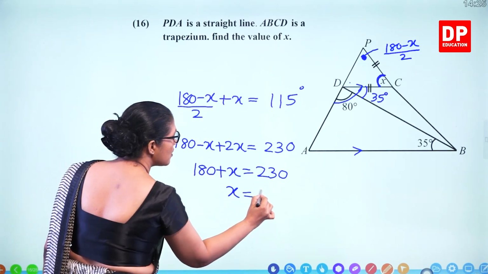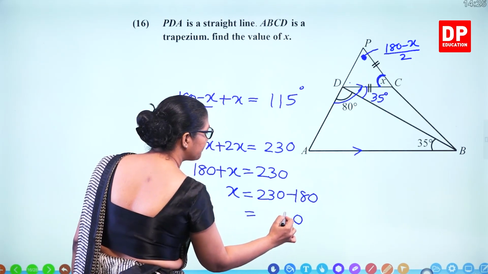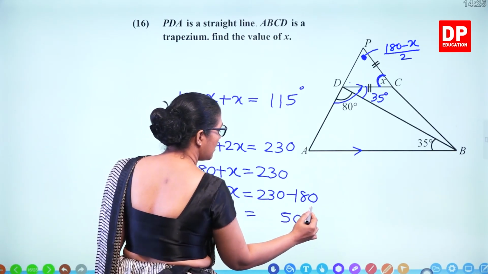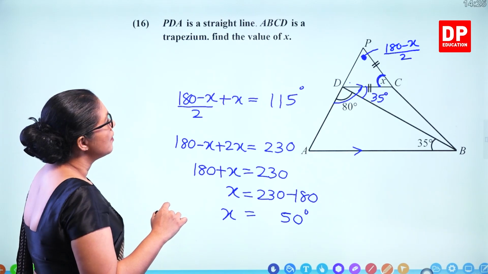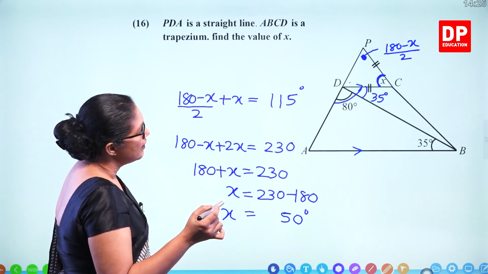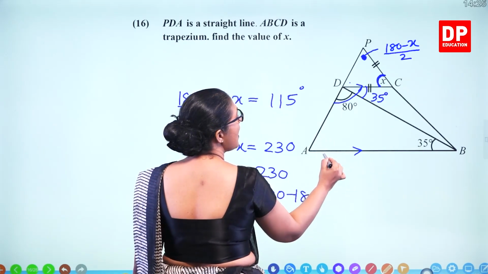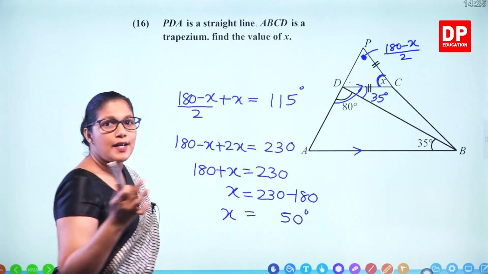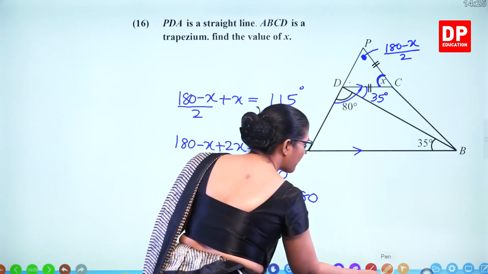So what is x? 230 minus 180. You get 50 degrees is x. So maybe you will find out another easy way. With this and this, you can find this angle and then you can find this, or whatever another method, but we found using this method, that x equals 50. So 2 marks.